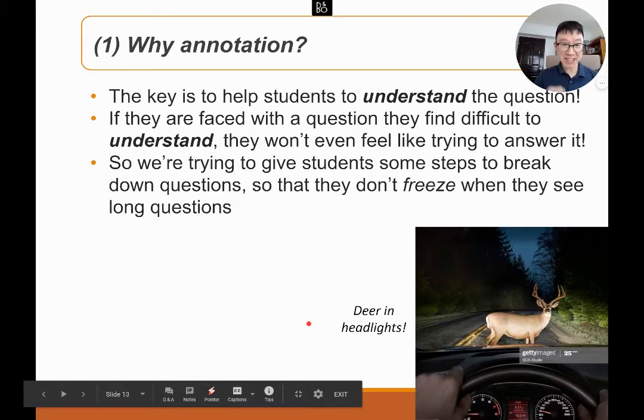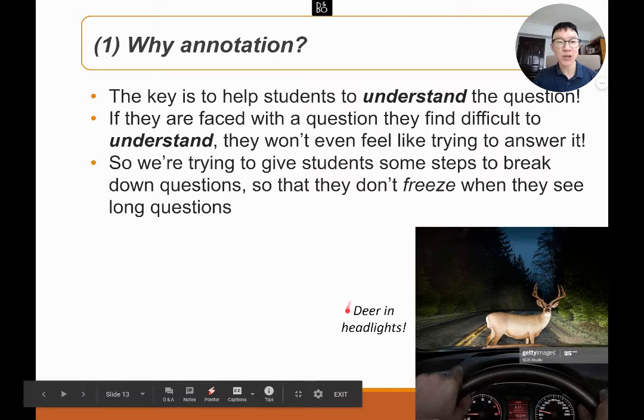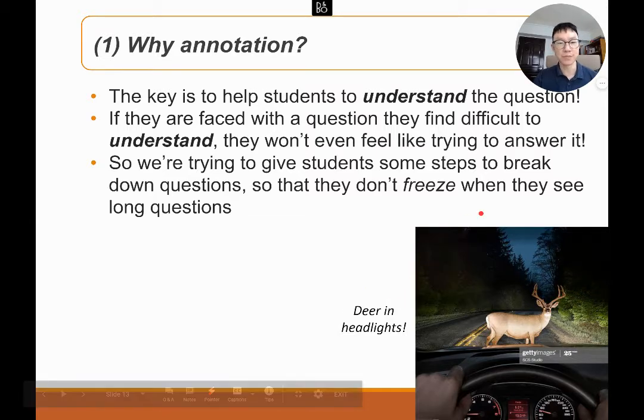So let's keep in mind that annotation is to help our students understand the question. Because if they don't understand the question, they won't even try to answer it. They won't even feel like answering it. Okay? So we want to give students some steps so that they can break down long questions, so that they don't freeze like deer in headlights when they see questions with a lot of information. So keep in mind the objective of annotation is to help students understand the question.